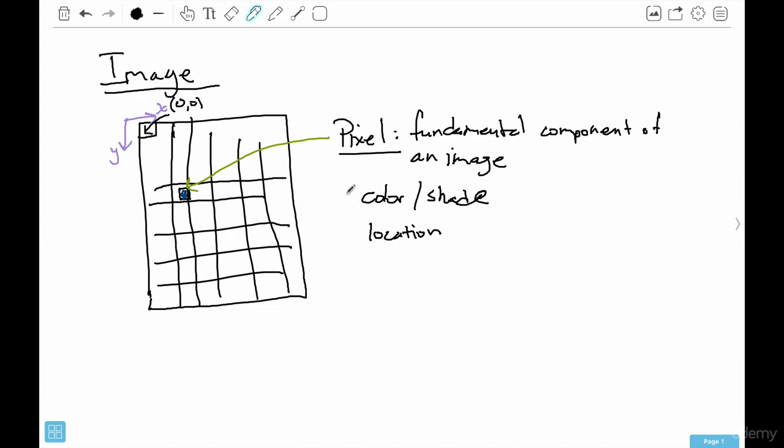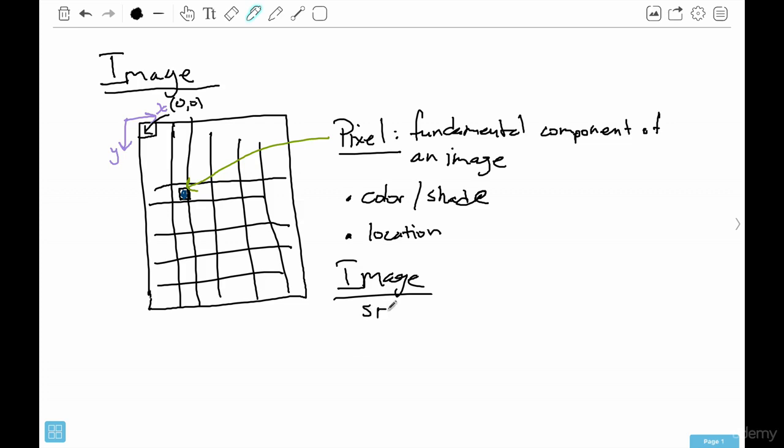So pixels have these two fundamental things about them. They have color or shade, and they also have location within the image. And the image also has properties as well. So let's talk a little bit about some of the image properties. Particularly, images have characteristics like image size or dimension and image type.